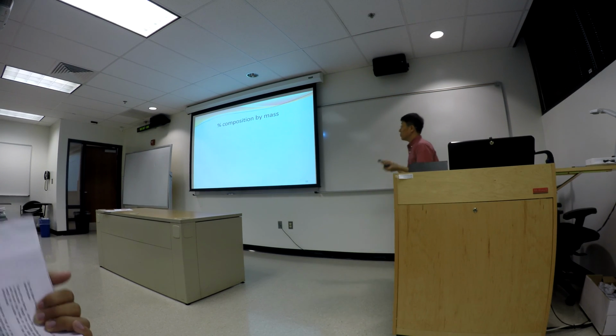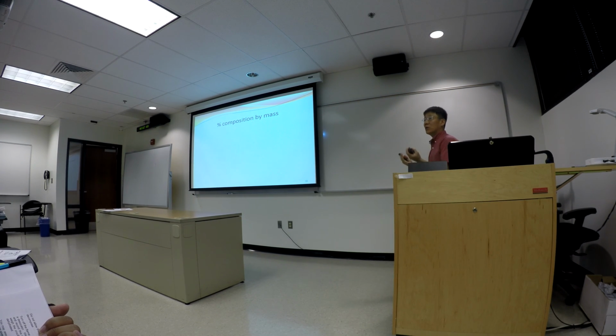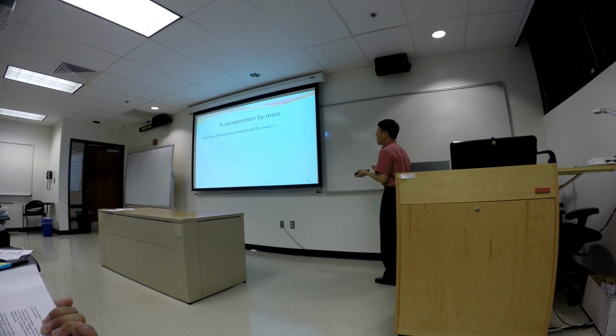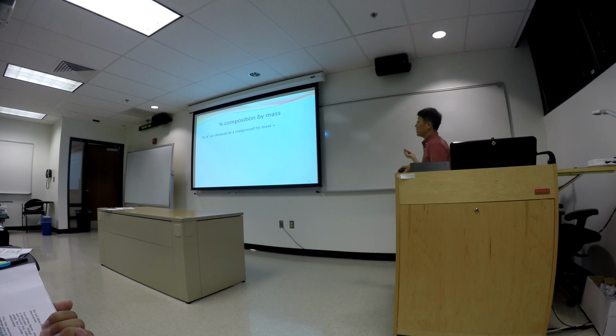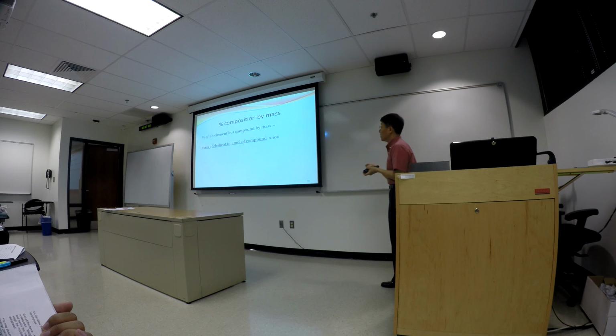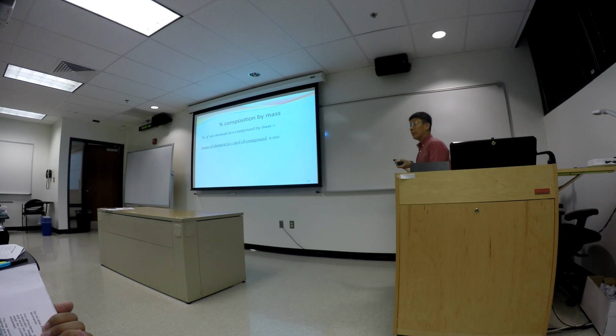Well, the percent composition of anything would be the percentage of a particular element in a compound by mass, and that should be the mass of that particular element in 1 mole of compound, divided by the molar mass of that compound.